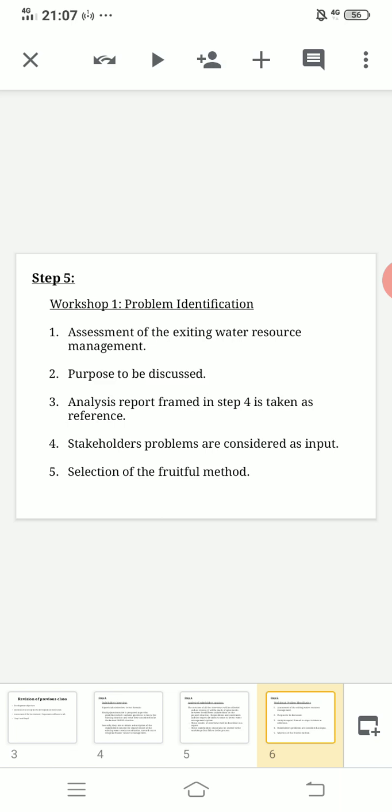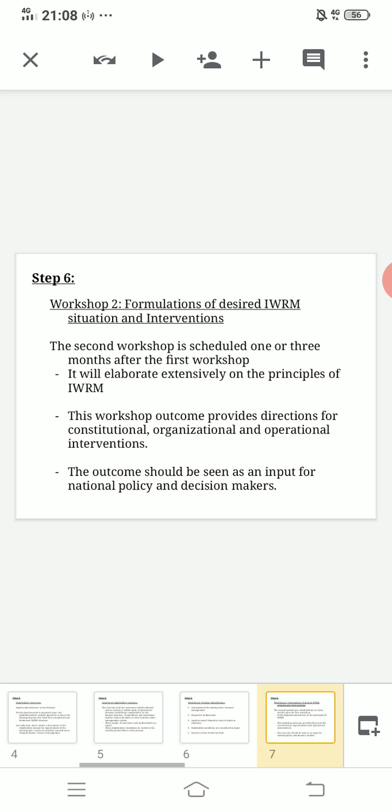The analysis report, which is formulated in step 4, will be used as a reference and will be improved in accordance with the outcome of the workshop. Next, the agreed set of problems by the stakeholders will be used as an input for the further stages on formulation of the desired IWRM situation and necessary interventions. The end result of this workshop should be a selection of a very fruitful method to arrive at a set of most important problems.